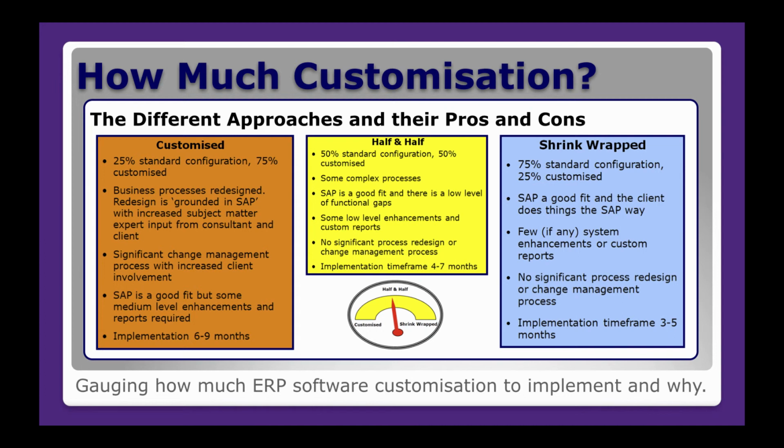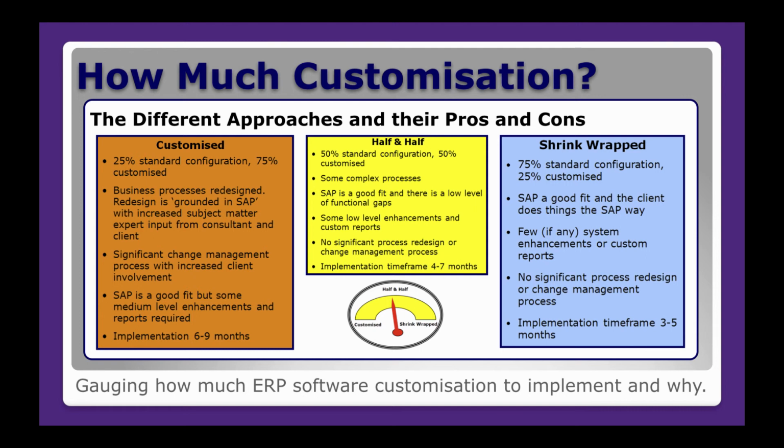You can then go completely shrink wrapped. 75% standard configuration, as you see in the blue square here, 25% customization. SAP is a very good fit for the way the client does things today, so you effectively are not customizing the software as much. You don't need many enhancements because the system already provides what the company needs. No significant process redesign or change management processes required, and as a result we can implement this in 3 to 5 months.